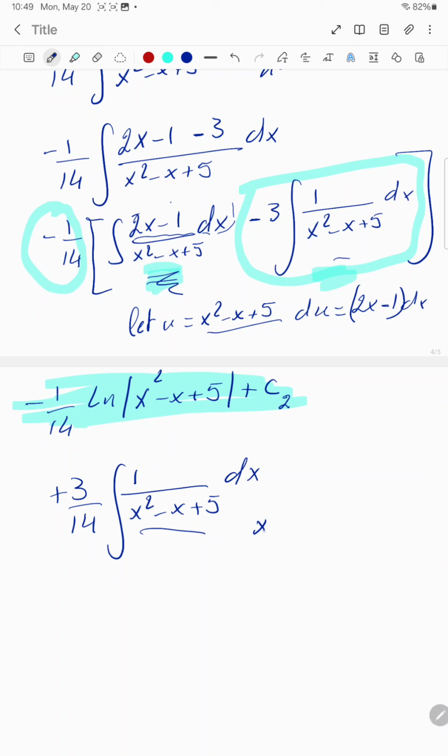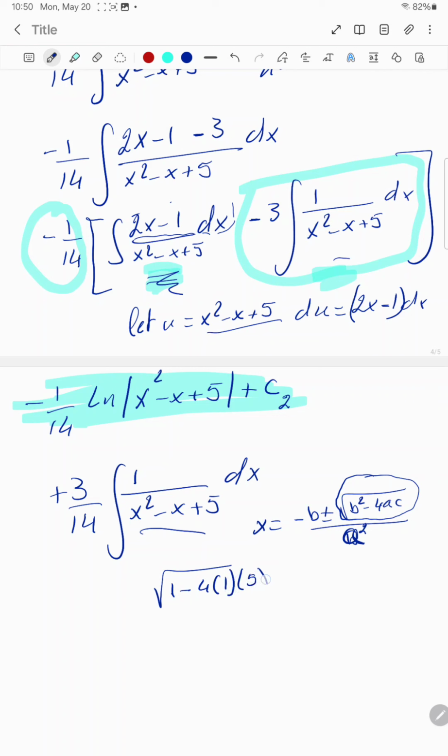If I want to factorize it, my x is equal to minus b plus or minus square root of b squared minus 4ac, divided by 2a. And so all I have to do to see if I can factorize it is to see if this is a positive term. So my b is equal to minus 1. So my b squared is minus 1 squared, which is plus 1. Minus 4 times 1, my a is 1, and my c is 5. So it becomes 1 minus 20, which is the square root of minus 19. And so I cannot factorize it.